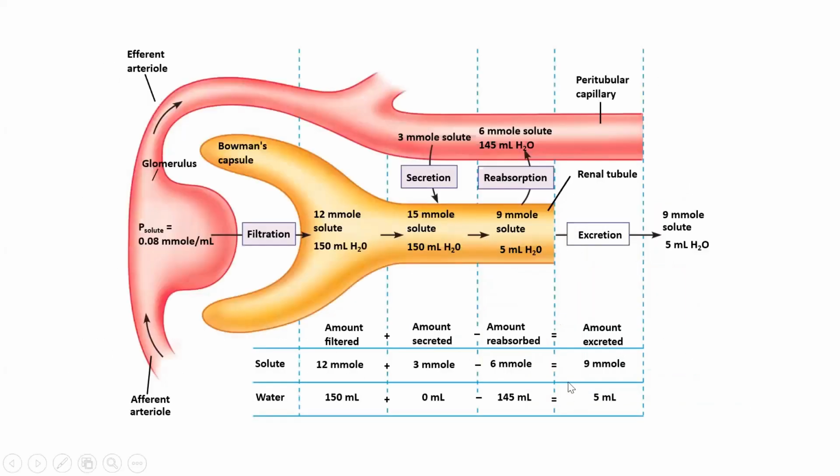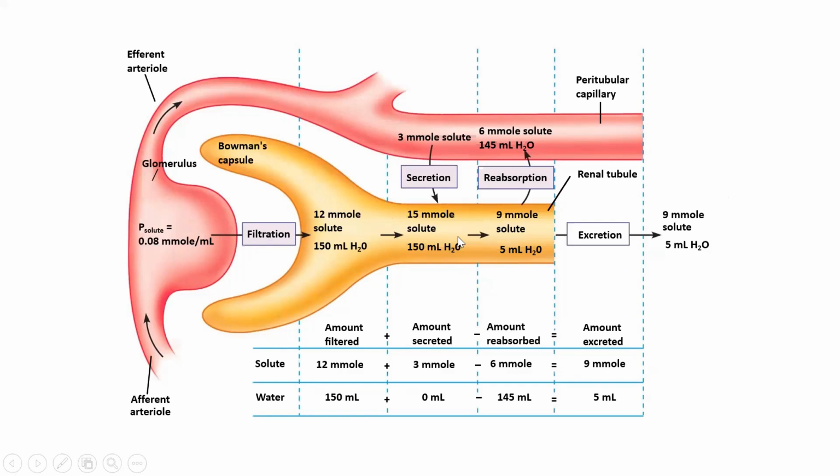All right. So looking more closely at this schematic here, we have filtration taking place across the glomerulus. Let's say we filter and we end up with a solute amount of 12 millimoles and a water volume of 150 milliliters, right? So that is what we start out with in the Bowman's capsule. So 12 millimoles of solute and 150 milliliters of water.